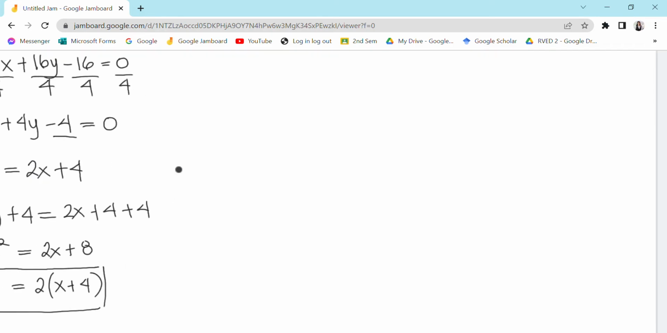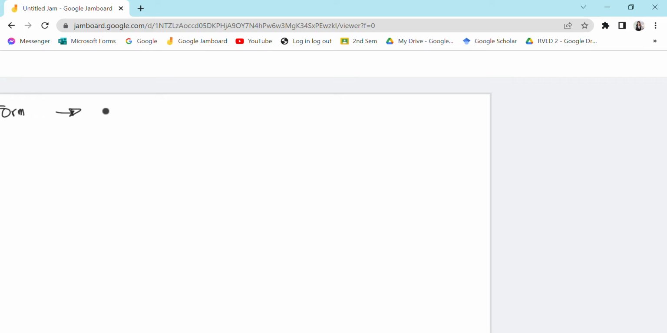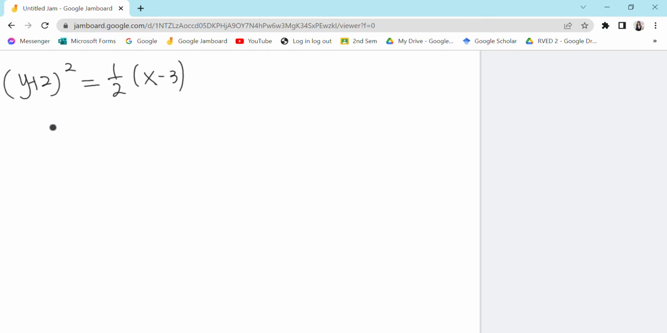Now we move to rewriting from standard to general. Okay? Standard form to general form. Let's say our equation is y plus 2 quantity squared is equal to 1/2 times x minus 3. Okay? So, it is the opposite process. The first thing that you have to do is to multiply the binomial. It will become a trinomial. Multiplying this group will be y squared plus 4y plus 4.